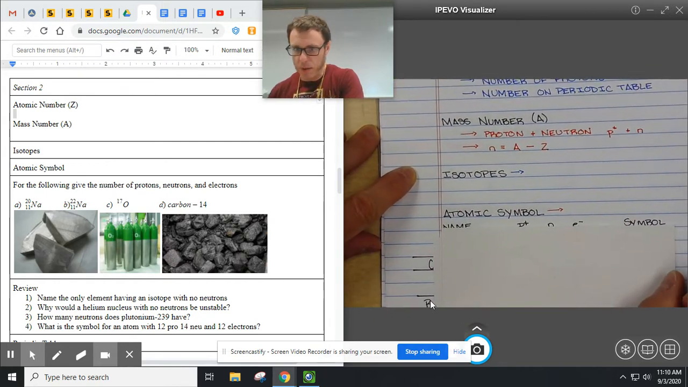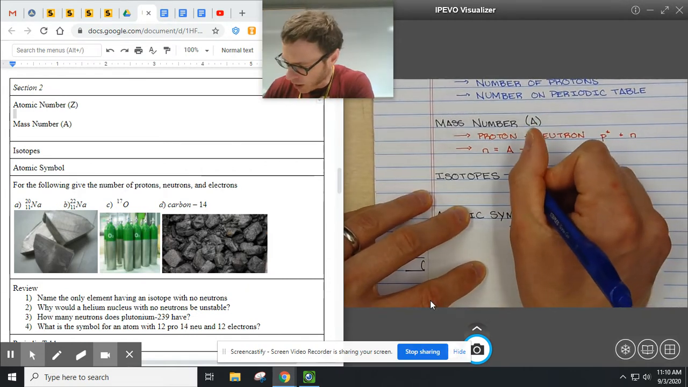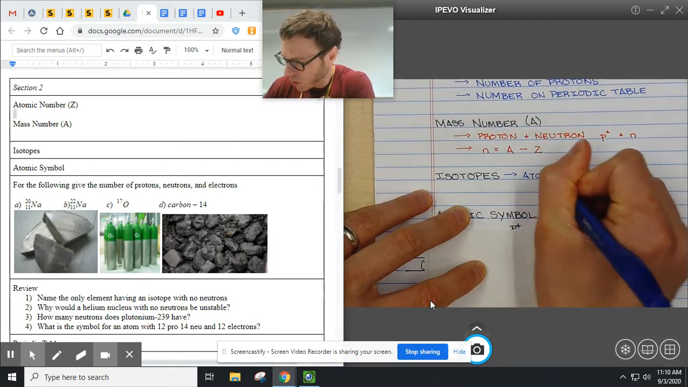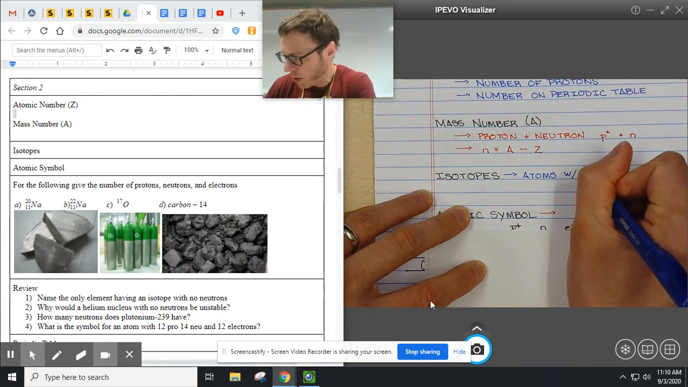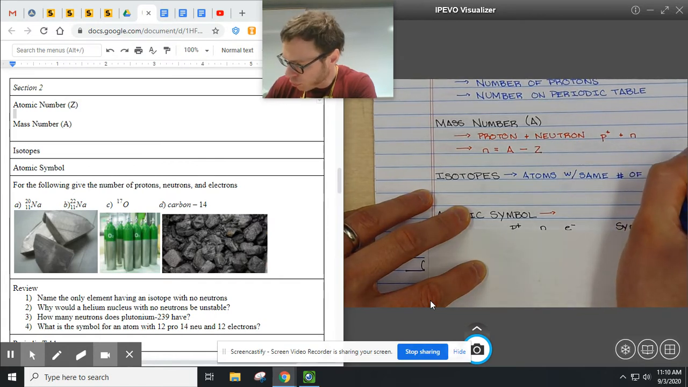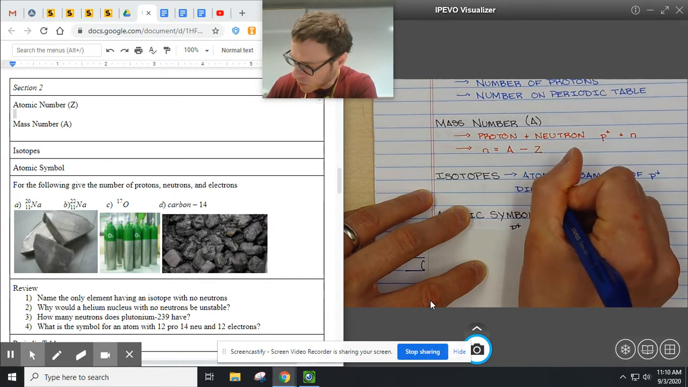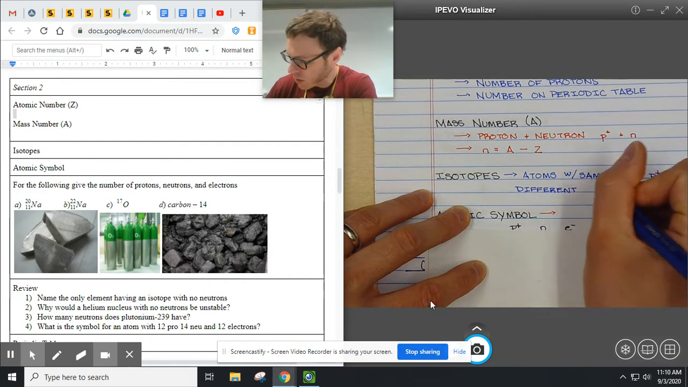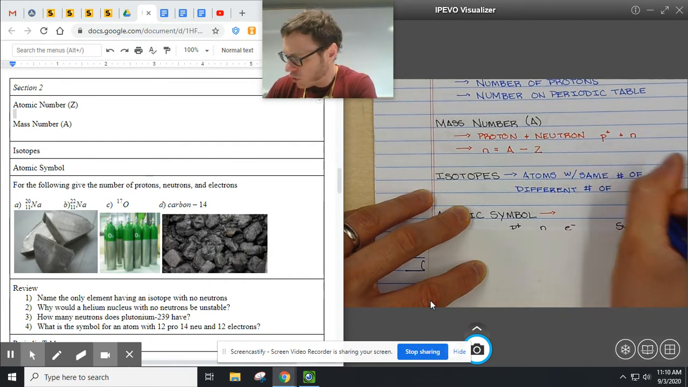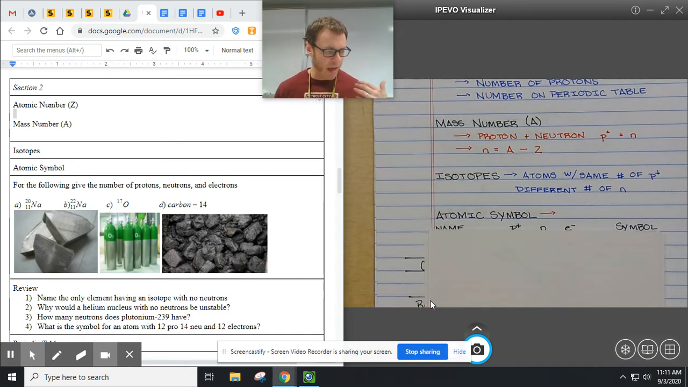Isotopes, these are things that crop up in the news and stuff. You'll be hearing about these. Isotopes are atoms with the same number of protons, different number of neutrons. I'm just going to use a little N there. So there we go. Same number of protons, different number of neutrons, that's what we have. That's how we determine isotopes.